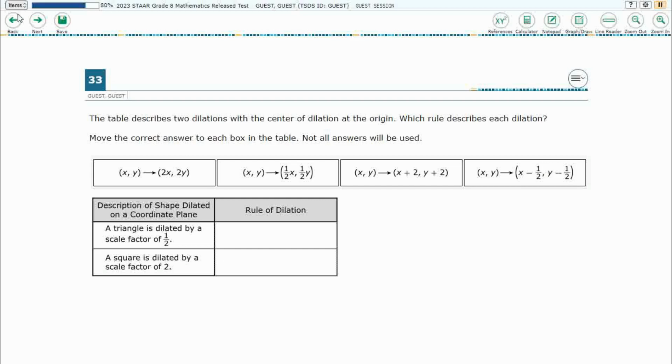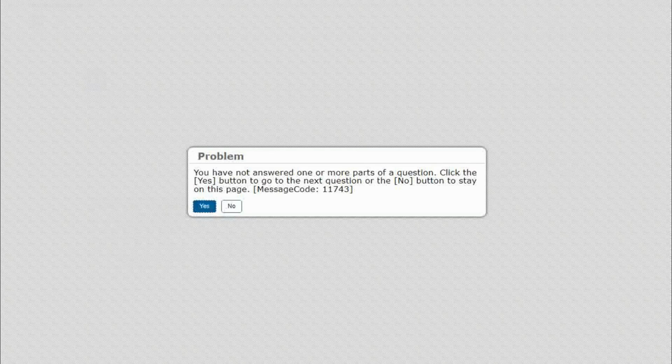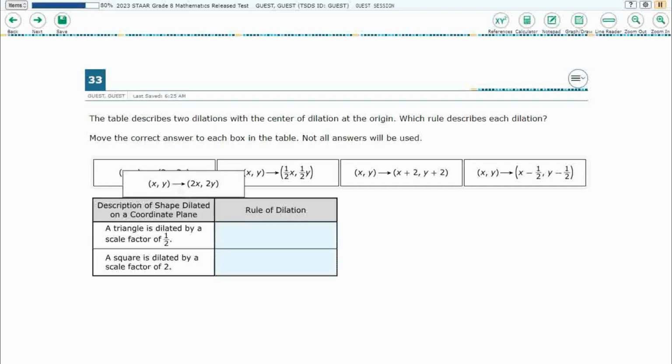Alright, so we've got a drag and drop here, so you see we're just going to drag some answer choices into these two options right here, and you can't use the same one twice. If you just try to use one answer, it is going to pop up with an error saying you have not answered everything.